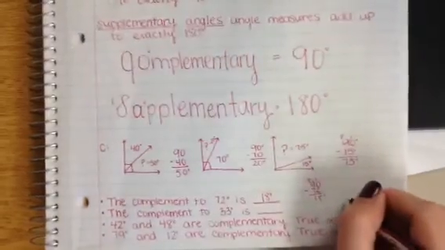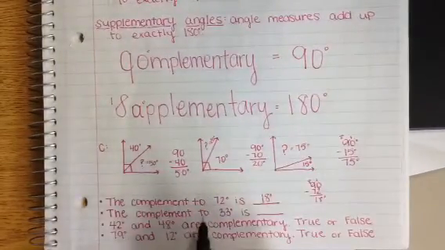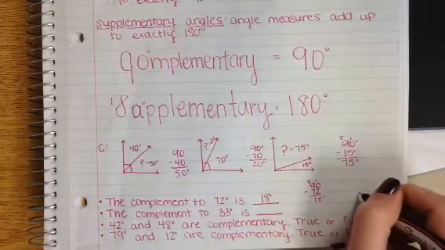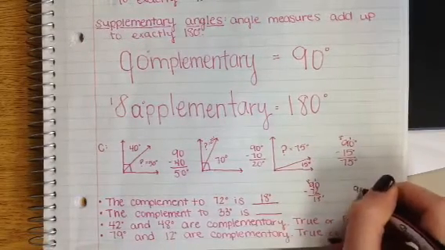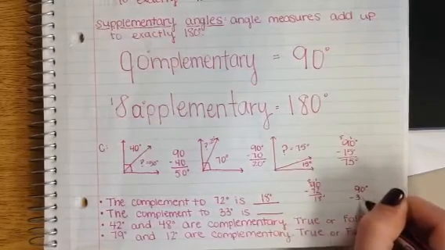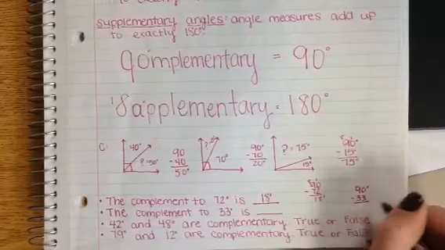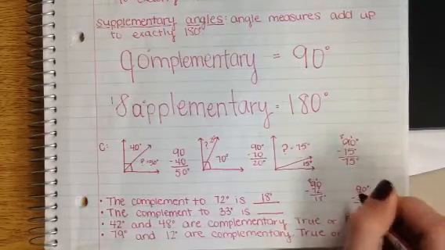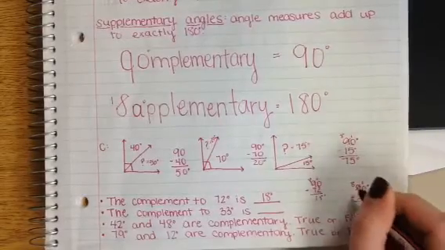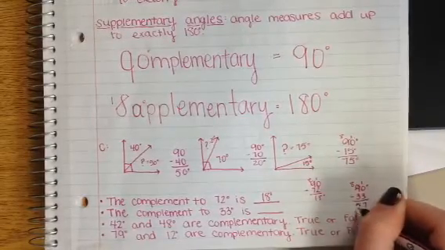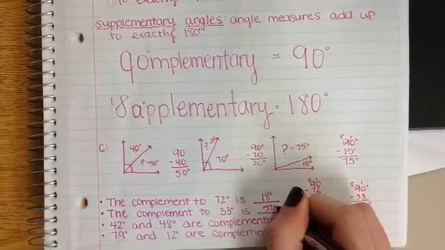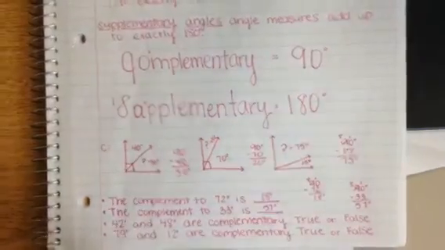All right, we know again the complement to 33 degrees is blank. We know that complementary is 90 degrees. Take away the 33 that we know about. 0 minus 3 cannot do. 10 minus 3 is 7. 8 minus 3 is 5. 57 degrees is the complement to 33.